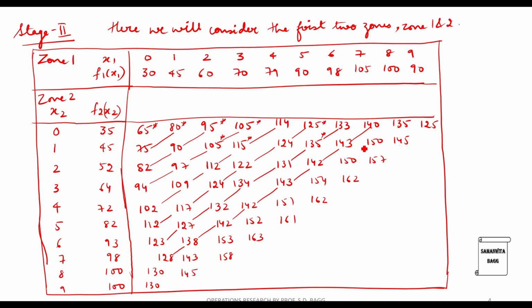The highest value is 143 in 2 places, here and here. Again I'll draw a diagonal. The highest value is 154, and in the last one the highest value is 163. The highest value in the diagonal will indicate the maximum profit.